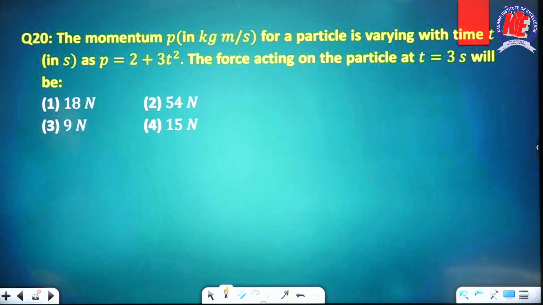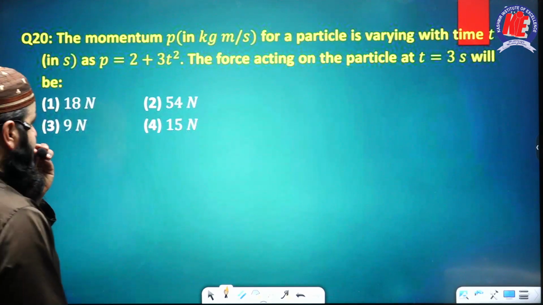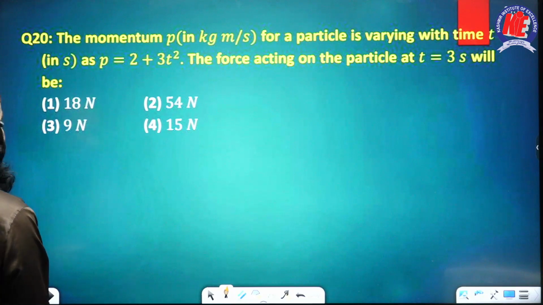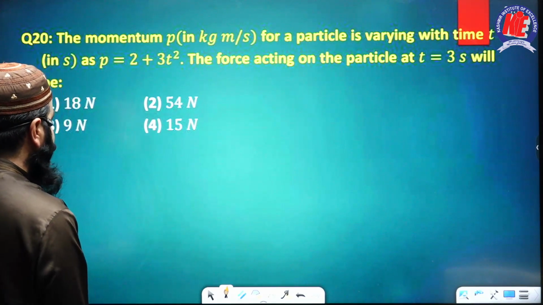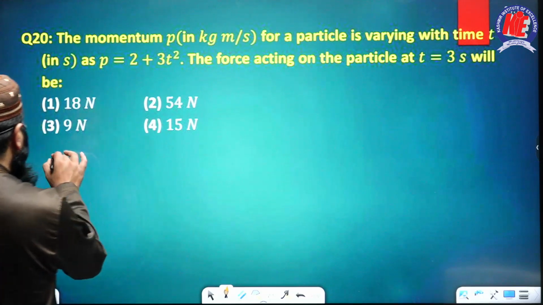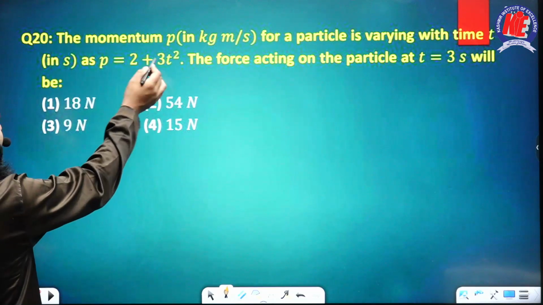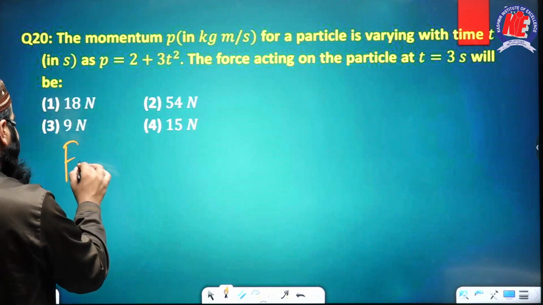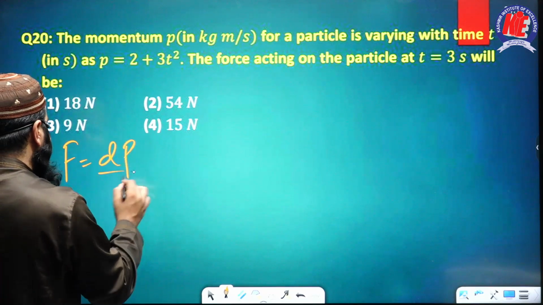Next one please. The momentum P in kilogram meter per second for a particle is varying with time t in seconds as p is equal to 2 plus 3t square. The force acting on the particle at t is equal to 3 seconds will be. You are having a situation where p is given as a function of time, then at that time the force is expressed as dp upon dt.